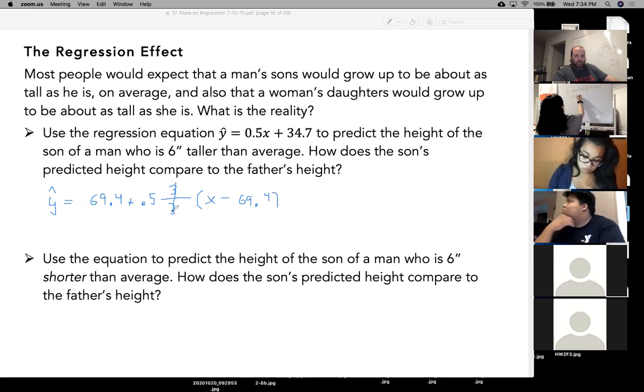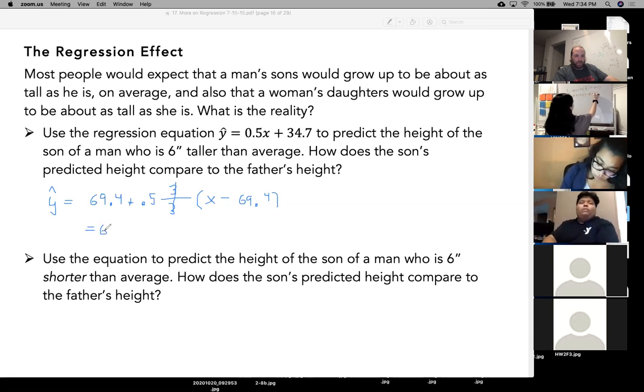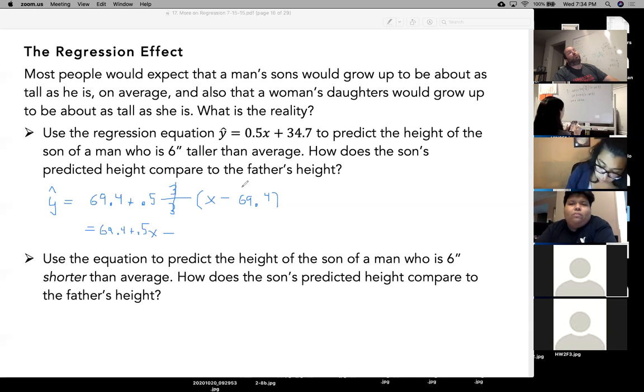So the 3's cancel. 3 over 3 is 1. I get y hat equals 69.4 plus 0.5x when I distribute, minus 0.5 times 69.4, which is 34.7. So I get y hat equals 0.5x plus 69.4 minus 34.7, which is 34.7, which means their line that they gave us is accurate based upon the data.